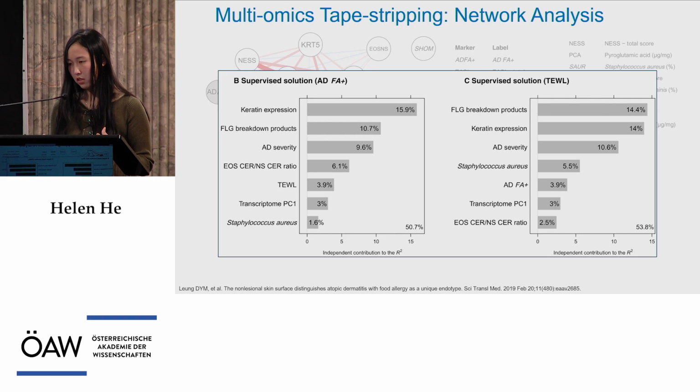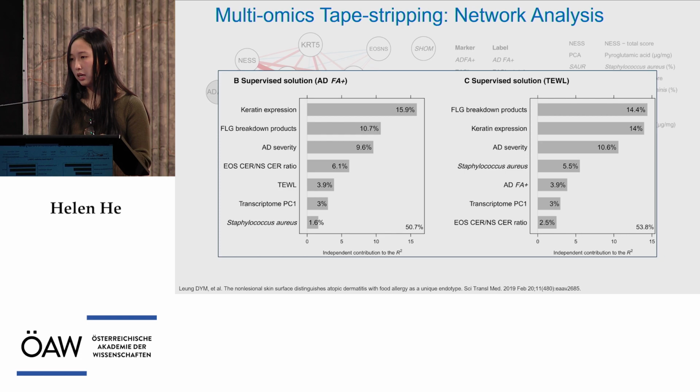So here, all of this data, I'm talking about the lipid abnormalities, the filaggrin breakdown product decreases, keratin increases, the Staph aureus abundance, all kind of points towards a disrupted barrier dysfunction with hyperproliferative epidermis and impaired terminal differentiation in AD patients with food allergies.